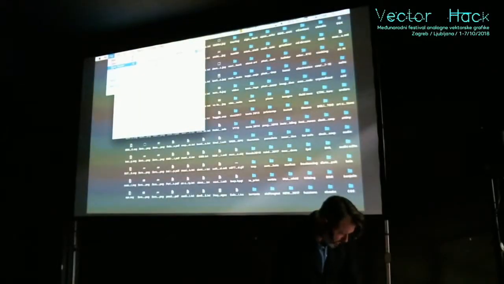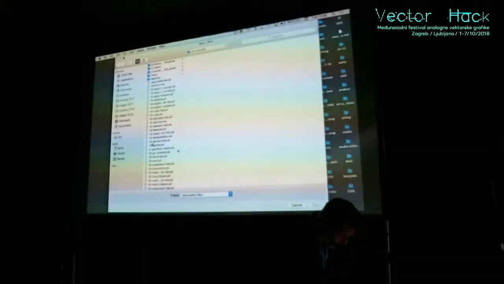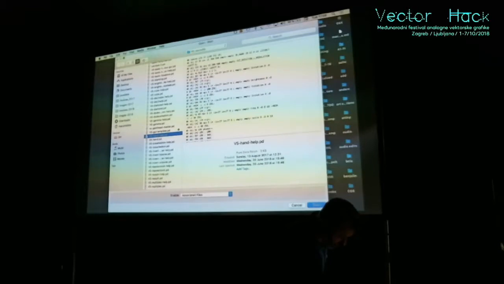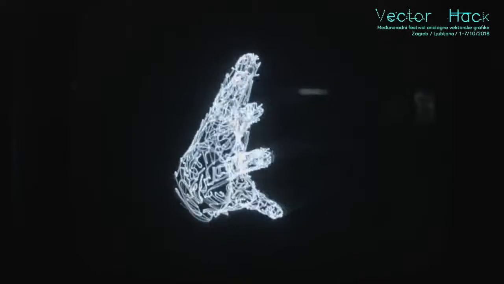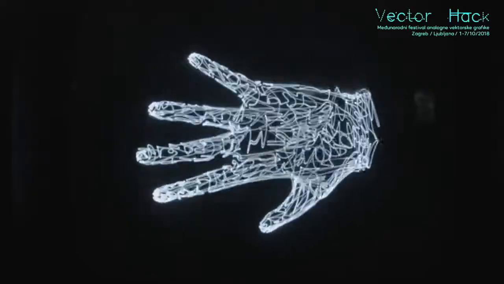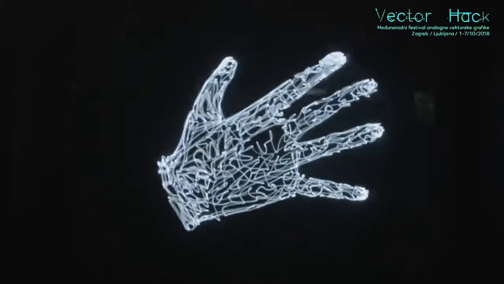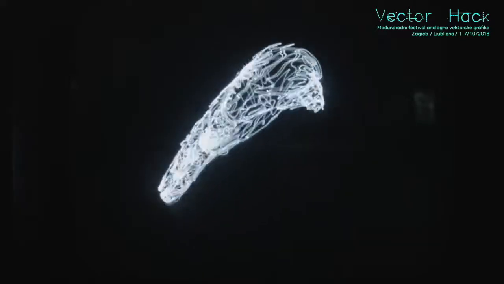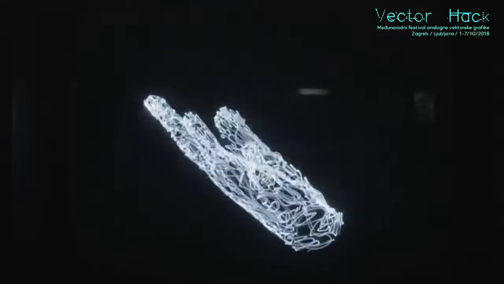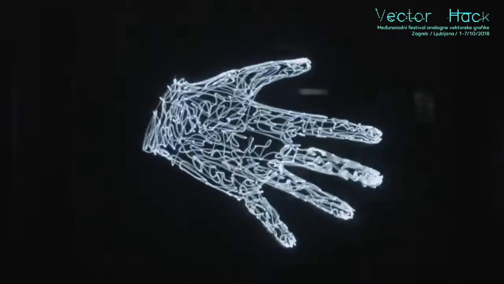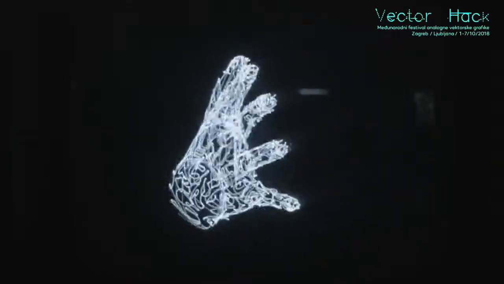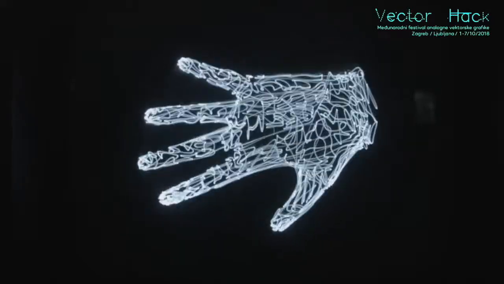I think the most points that OSCE Studio can handle resulted in this. It's a lot of points. And it sounds great, especially at low frequencies. This hand is 18,748 pieces of information on each axis. So there's a lot of information there.